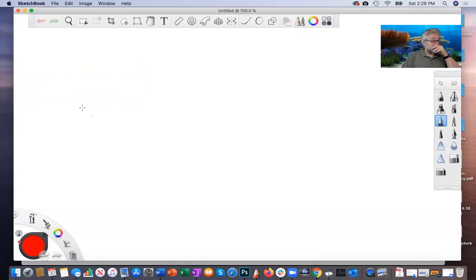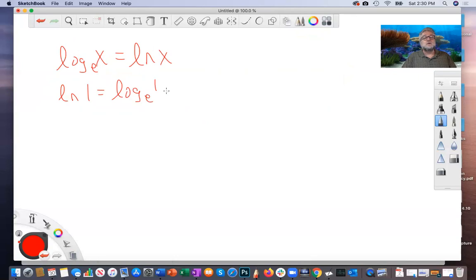Let's look at natural logs. So log base e of x, so that's ln of x. So ln of 1 is what? Well, that's log base e of 1. So that would mean change it to exponential form. e to the x equals 1. What exponent will turn anything to 1? And of course, that's 0. So ln of 1 equals 0.